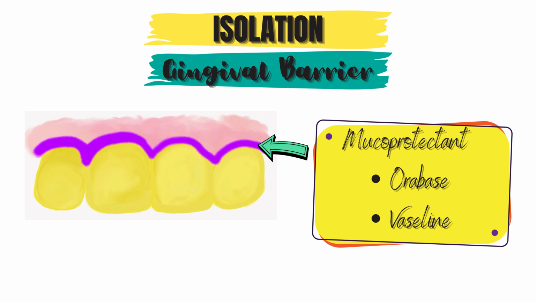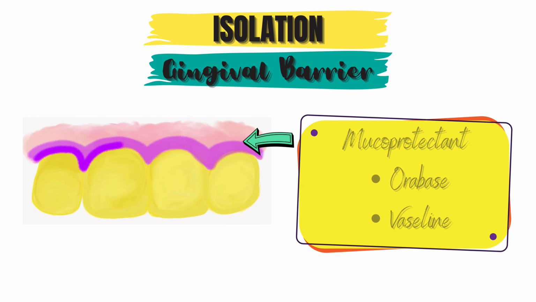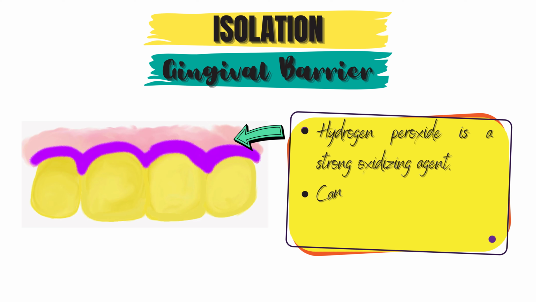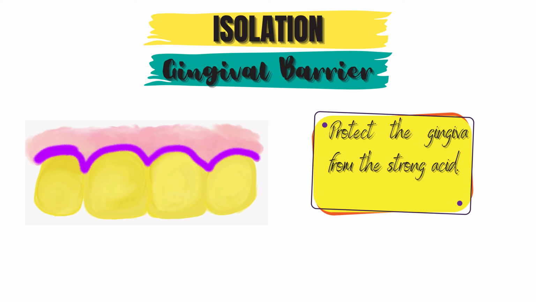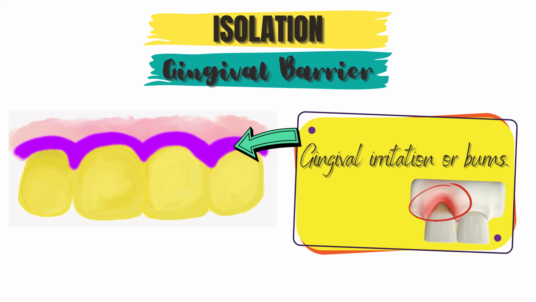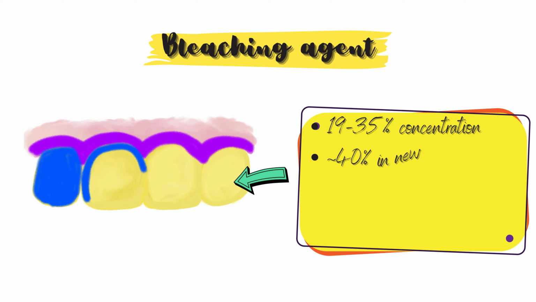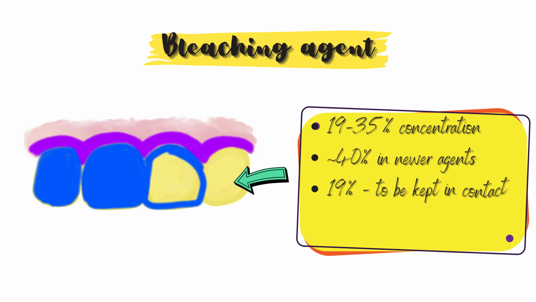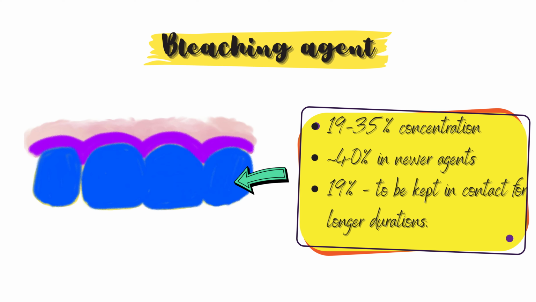Isolate the soft tissues. Gingival barrier. It is a kind of mucoprotectant wherein a barrier is applied on the gingival margin and it is cured, and this protects the gingiva from getting in contact with the strong acid that is applied during the bleaching procedure, which can cause sloughing in the soft tissues. Now the thickness of the film that is applied is to be somewhere around 1 to 2 mm.